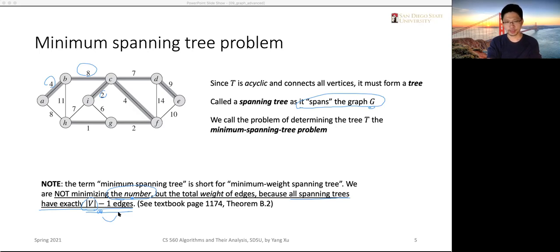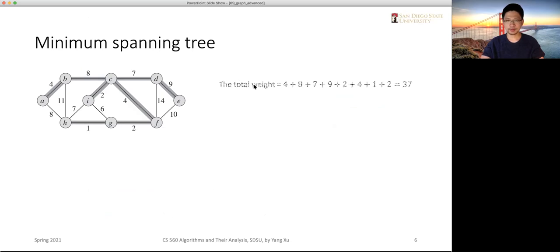So this can be basically proved using the properties of an undirected graph. If you are interested, you can go to this place in the textbook to read about the complete proof of it, right? All right, so let's carry on about the minimum spanning tree.